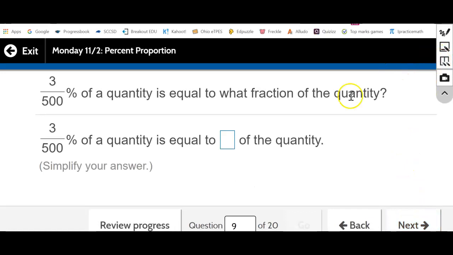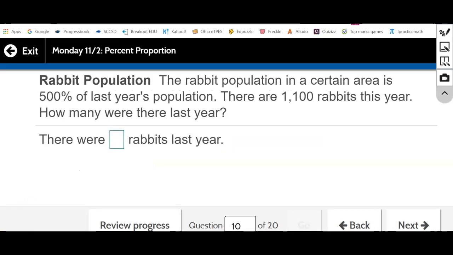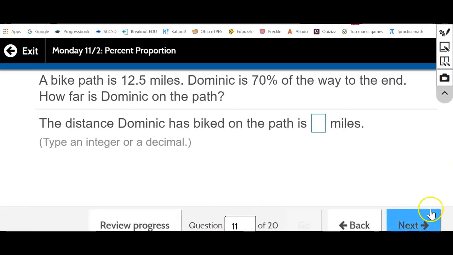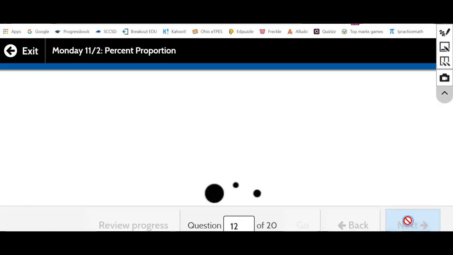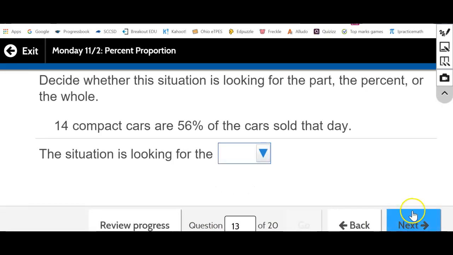Okay, try this one. You just change it into a fraction. Oh, I hadn't been recording that whole time. All right, let's try this one.